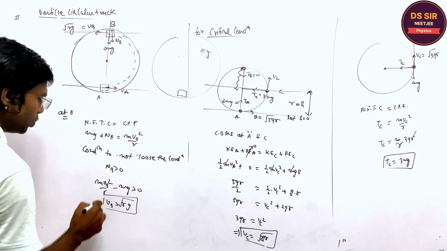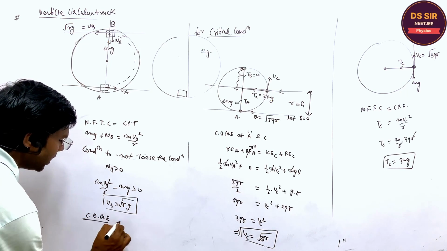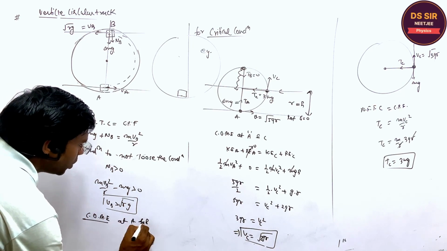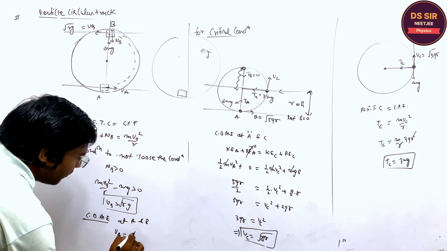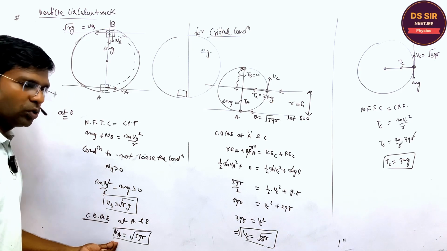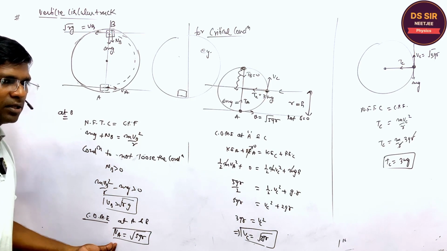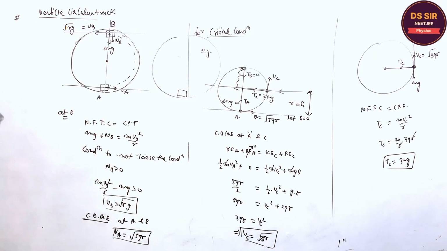And the VA comes to be equal to what? Conservation of mechanical energy at A and B. You will find the velocity is equal to root 5 gr. I think no need to do the solution. You can do this by yourself, right? Copy this. The same thing.